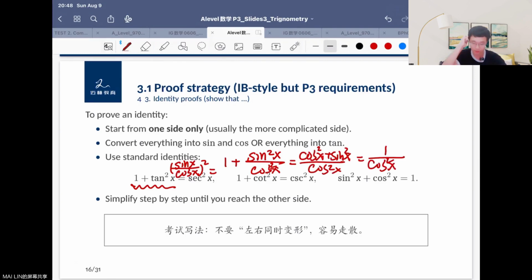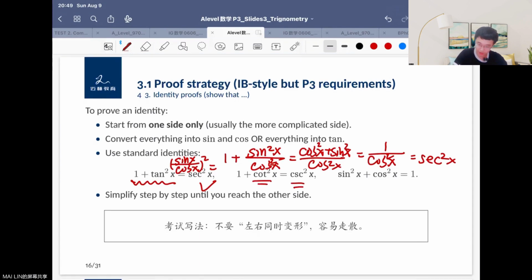That is the first equation. So 1 over cosine x squared can be written down as secant x squared. For the second equation, 1 plus cotangent x squared equals cosecant x squared. That is 1 plus cosine x squared over sine x squared, which equals cosec x squared, that is 1 over sine x squared, and also sine x squared plus cosine x squared equals 1. Then you can use these three formulas to help you solve some problems.